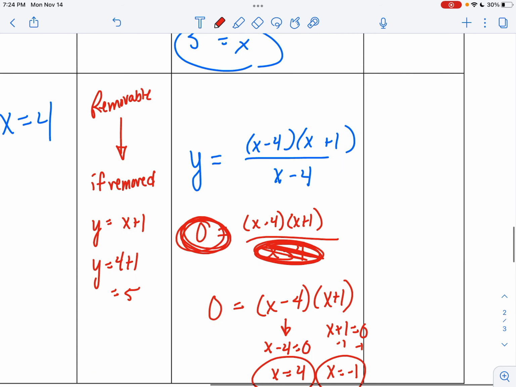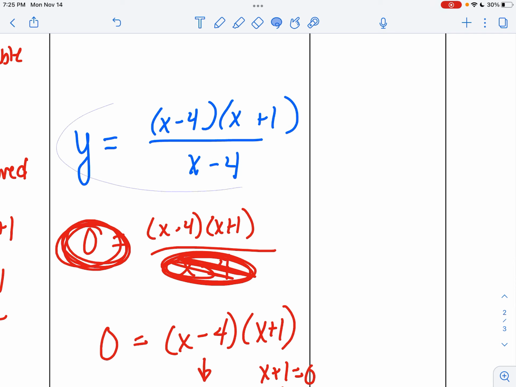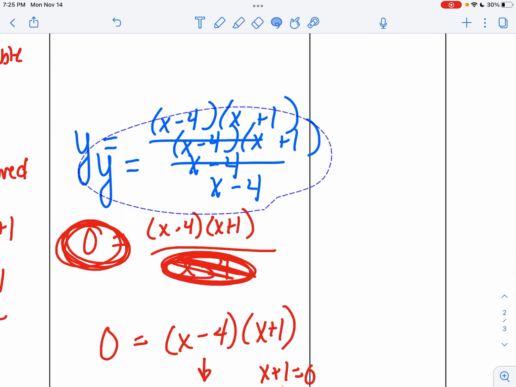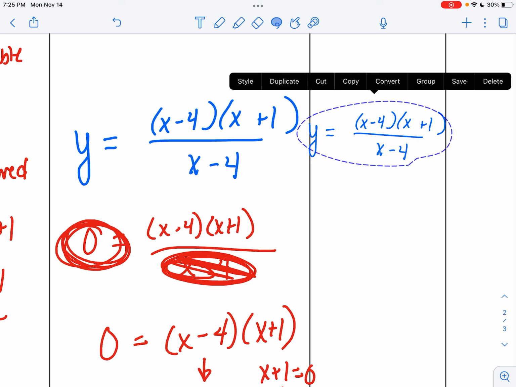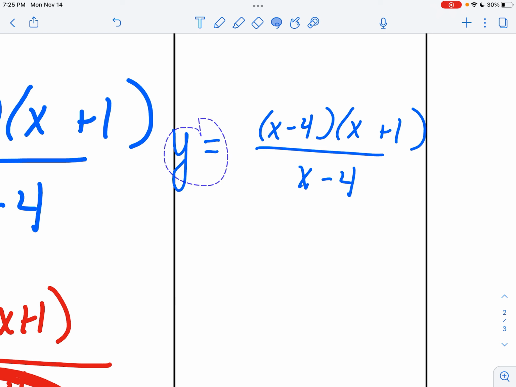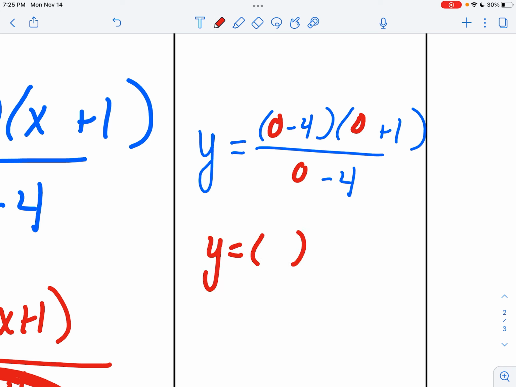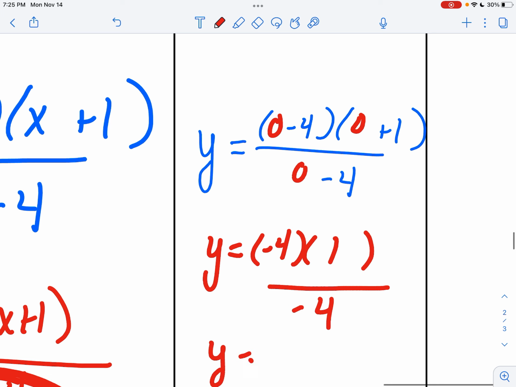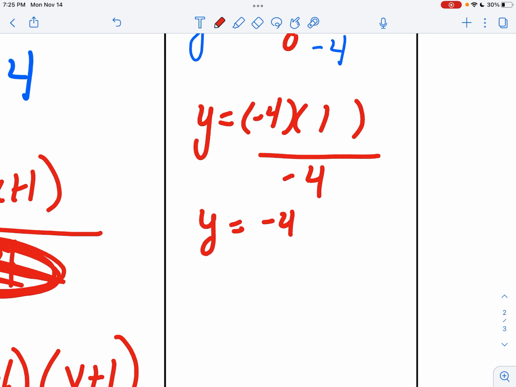Ready for the y-intercept? What do we do for the y-intercept? Make x 0. Okay, so let's go ahead and make that x into a 0. Make that and that 0. Y equals, what's the first parenthesis? Negative 4. What's the second parenthesis? Positive 1. Bottom, negative 4. Okay, multiply the top, so you have negative 4 over the bottom, negative 4, which is 1.